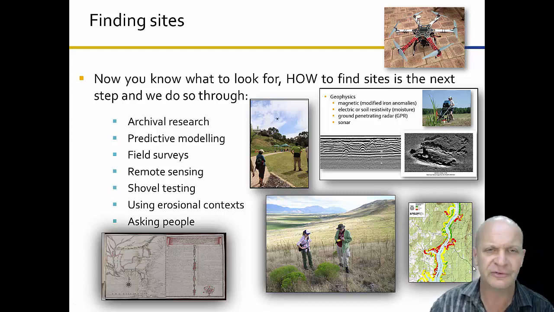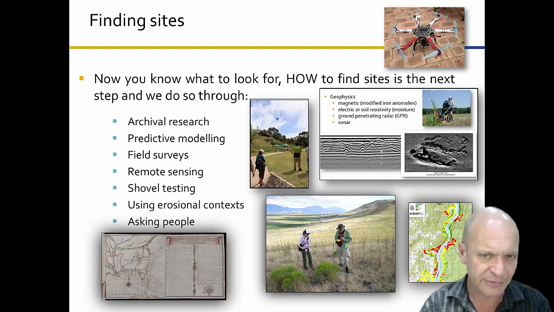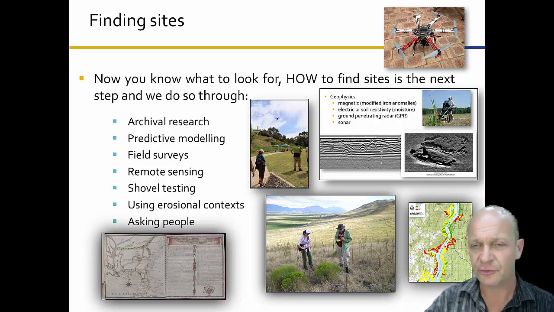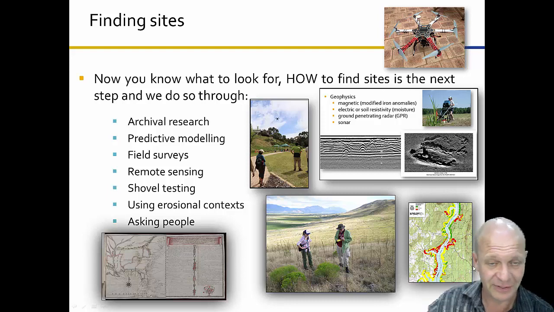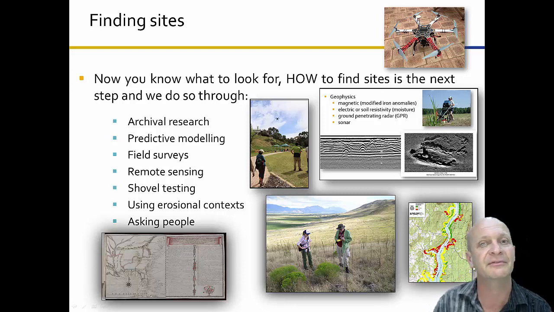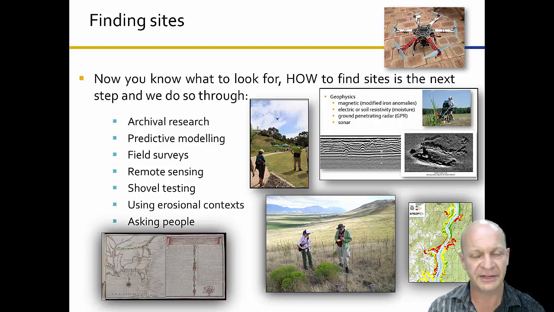Often natural erosional contexts where a river has cut through or animals have burrowed give us little insights, because we can't necessarily dig everywhere. We do shovel testing, but we do have to have the right permits and permissions for them. So by doing these different steps, this is how we go. You ask people as well, where are the sites? And often they'll say, 50 steps that way, or you've just walked over it, kind of thing. So there are a lot of ways of finding the sites.